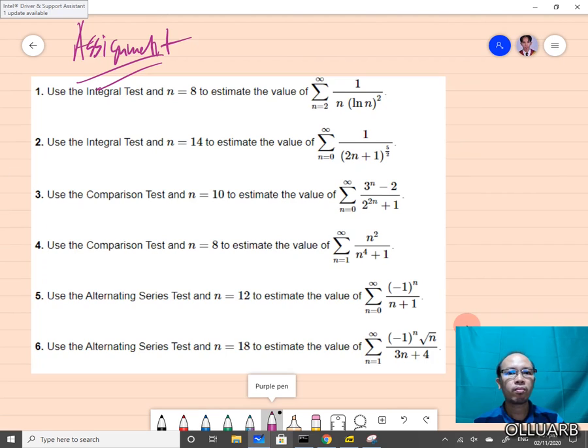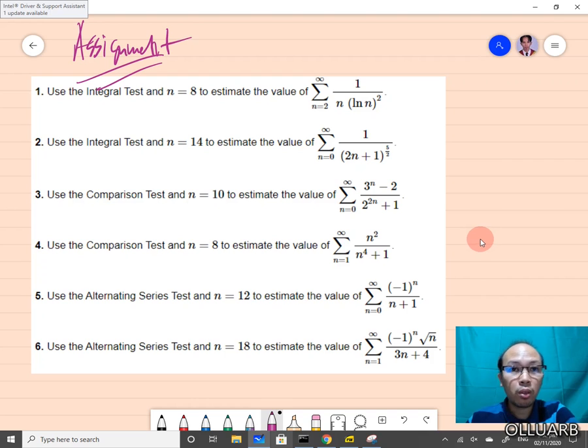For your assignment, we have 6 problems here. All you have to do is just like before, wait for the instruction. You can solve this, but you can wait for the instruction in the Google Classroom on how to upload your solutions for your assignment.